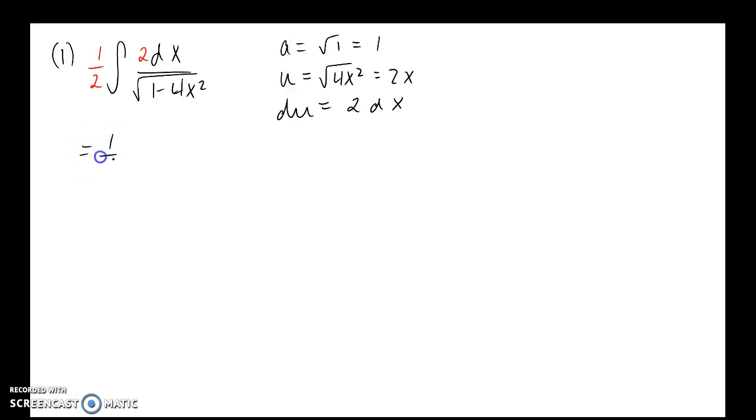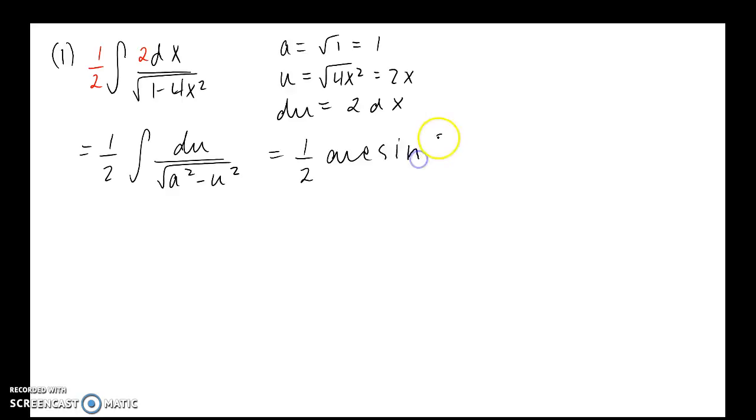Okay, so I have 1/2 antiderivative of du divided by square root of a squared minus u squared. And then applying the antiderivative rule, 1/2 arc sine of u over a plus c. Now, of course, you don't need the divide by 1, but just to apply the rule, I'll leave that in there just so you can see the form of the rule.